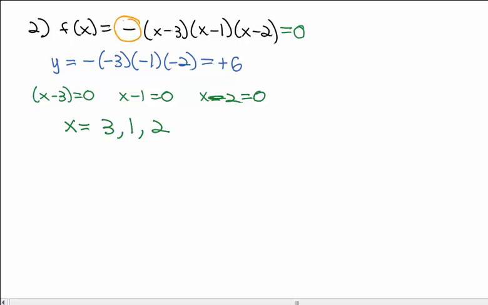For our shape, we have a negative out front times x times x times x is going to be negative x cubed. Negative x cubed, that's an odd exponent with a negative leading coefficient, so it's going to come down, wiggle, and go back out, down.